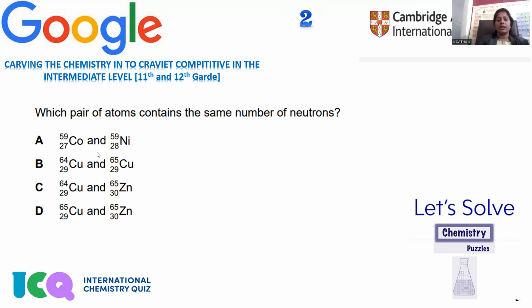So when you see atoms like cobalt, nickel, copper and copper, both copper atoms have the same atomic number and different atomic mass. This is said to be an isotopic pair. And copper and zinc are also provided. Among all, the question is which have the same number of neutrons. We have to find out which have the same number of neutrons.